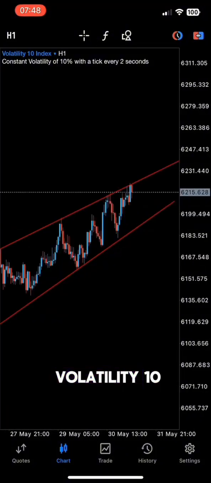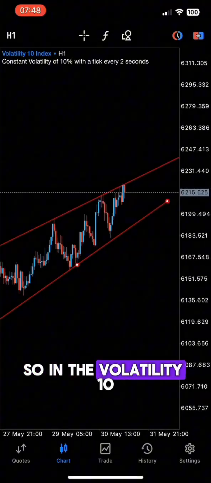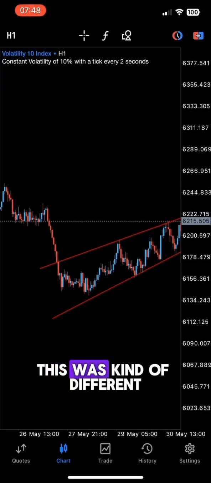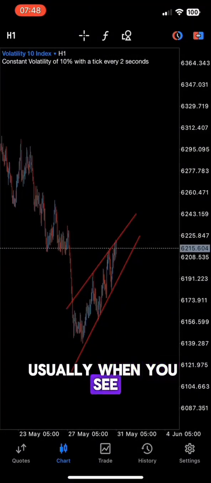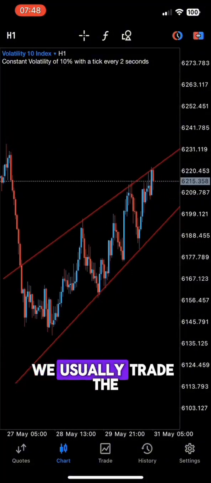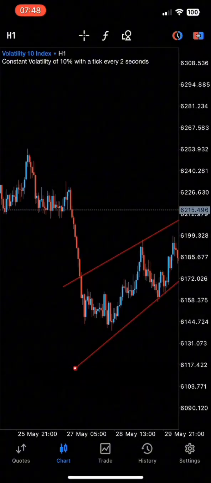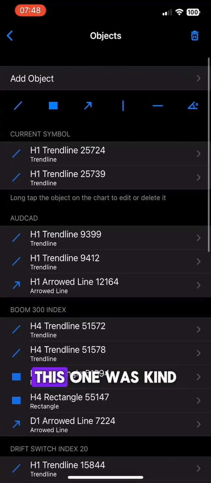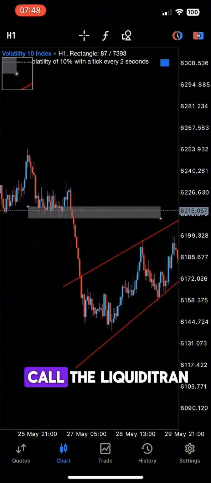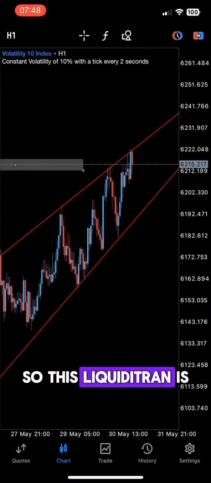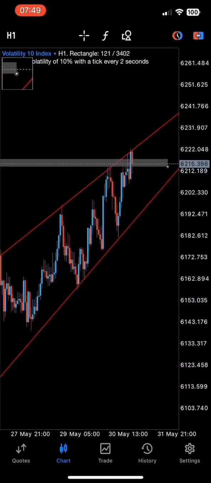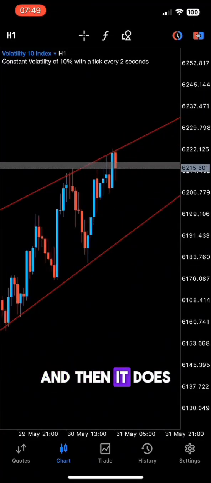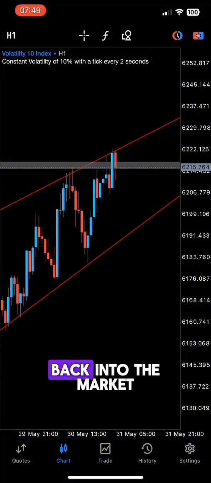Now we visit the Volatility 10. In the Volatility 10, unlike other trades that I usually make, this was kind of different. Usually when we see a rising wedge, we trade the bounce backs, or we trade the breakouts to the downside. However, this one was different. There was what we call a liquidity run. This is whereby the market tries to break to the upside, and then it does a little bit of a fake out, and then it comes back into the market.